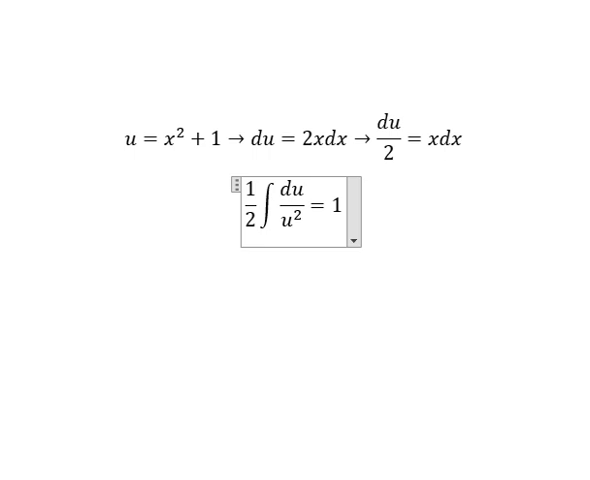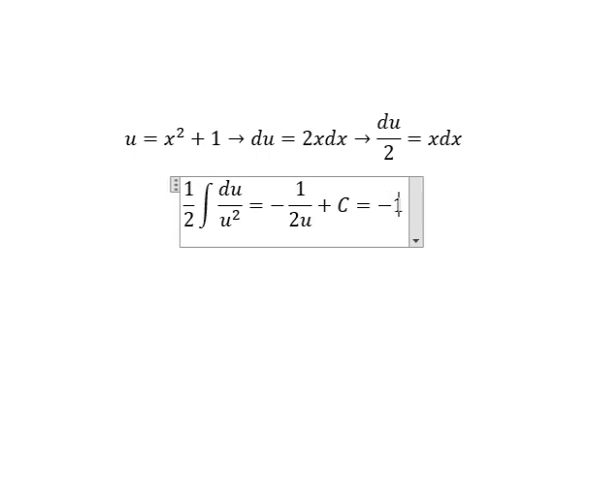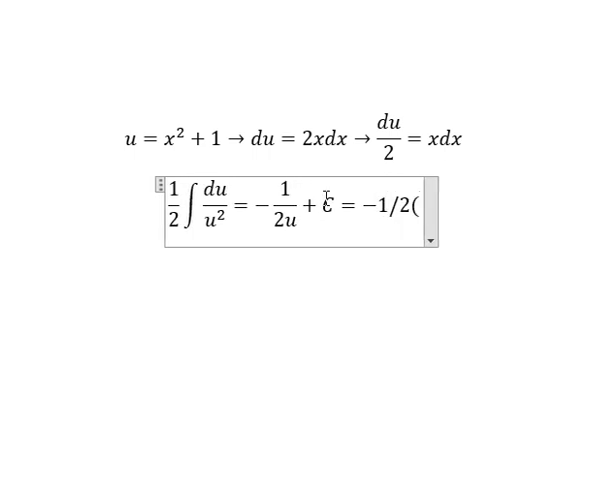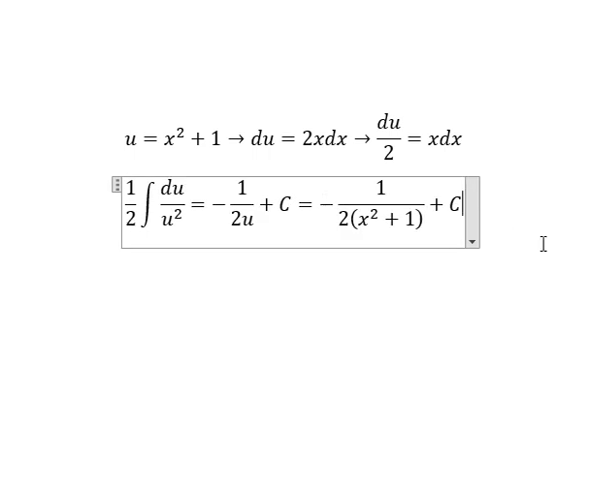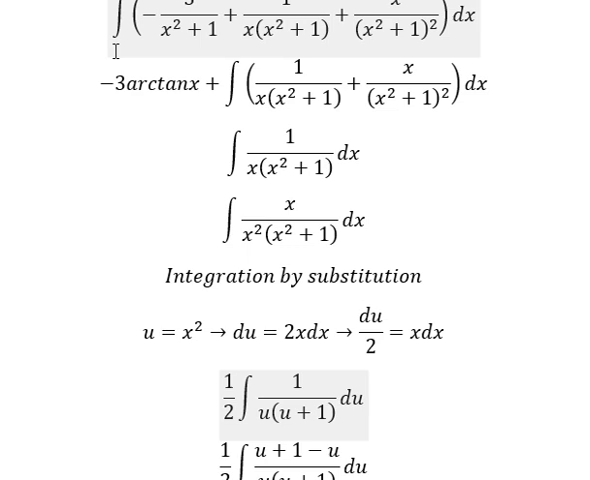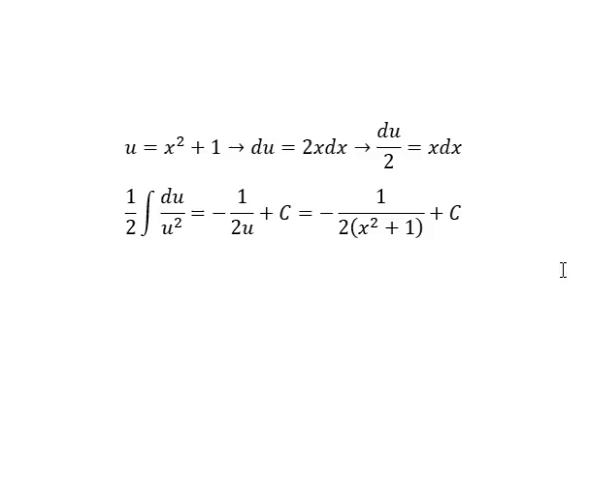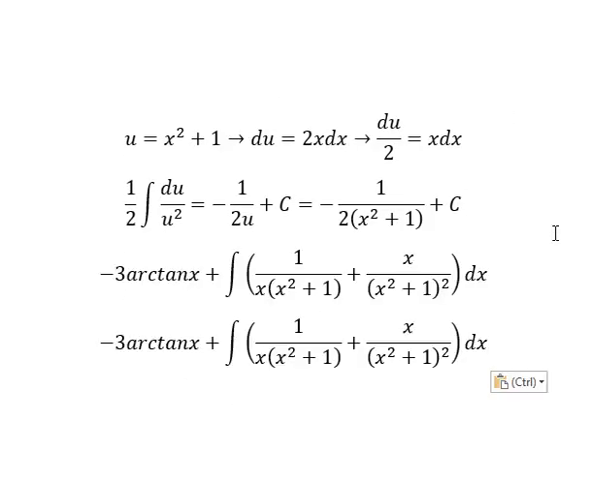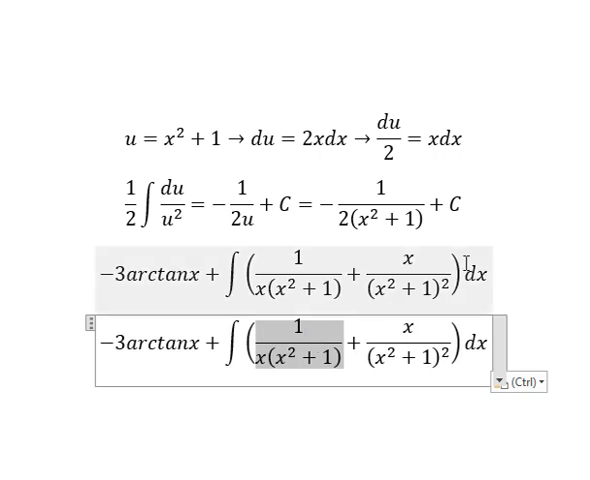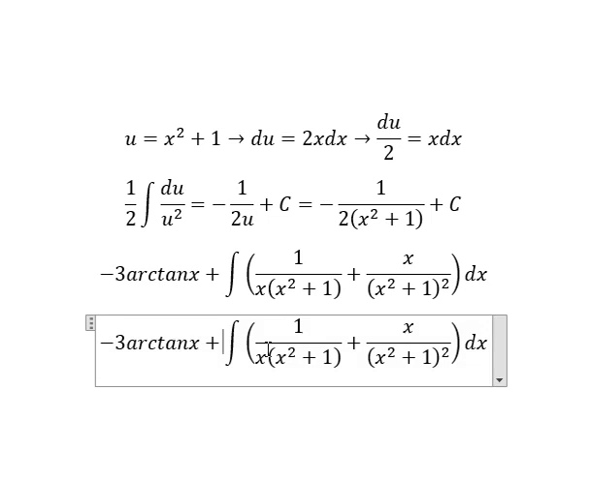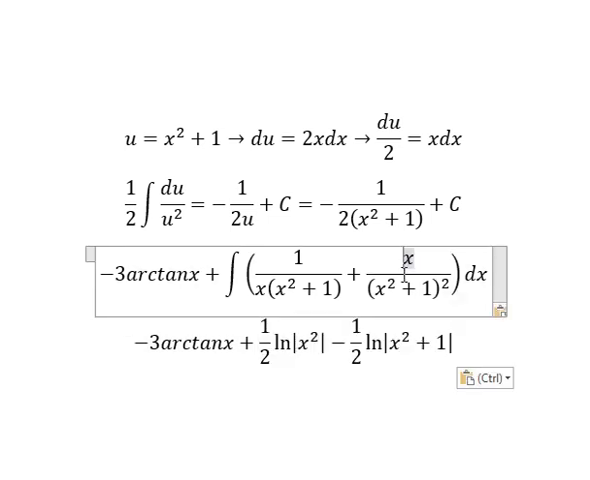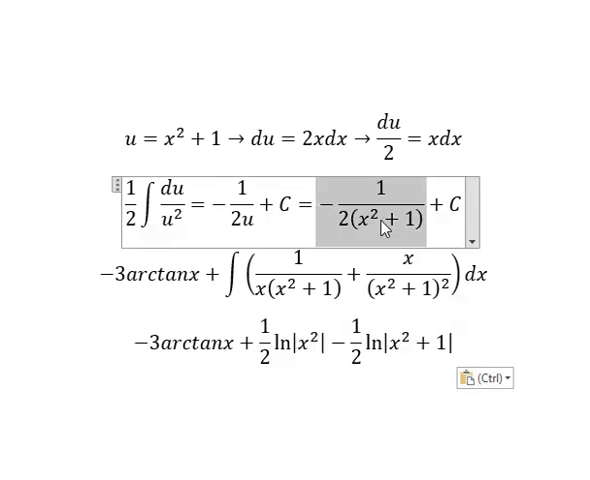So the integration of this one, we have negative 1 over 2u, and I will put c. About u, that is s squared plus 1. Now, we need to go back in here. The integration of this one is this one. The integration of this one is this one.